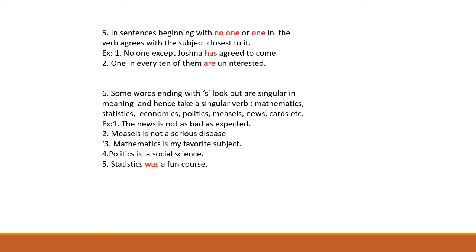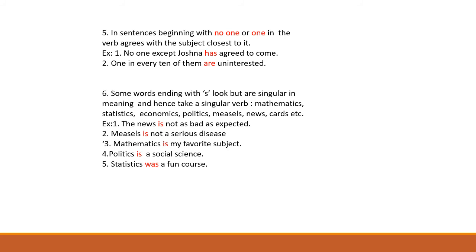Next, in sentences beginning with no one or one, the verb agrees with the subject closest to it. For example, no one except Joshna has agreed to come. The sentence is beginning with no one, and the second one is beginning with one. So the verb agrees with the subject closest to it again. Joshna is the subject closest to the verb. So the verb agrees: Joshna has come. Has, singular.